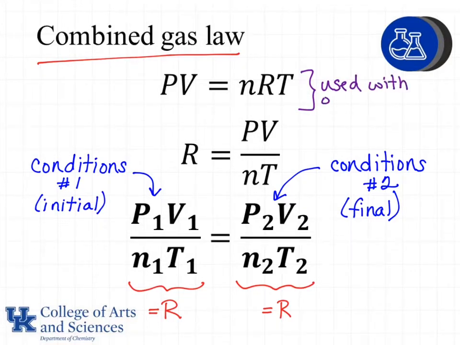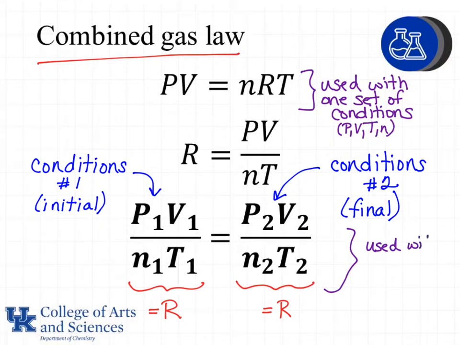We use PV equals nRT when we have 1 set of conditions, so 1 set of variables for P, V, n, and T. We use the combined gas law when we have 2 sets of conditions. There's some type of initial setup and then a final after some change has occurred. So we might see 2 pressures or 2 volumes, and that's going to give you the clue of whether or not you're going to use the combined gas law because there are 2 volumes and 2 pressures, or there's 1 set of pressure, volume, temperature data, so we're going to use the ideal gas law.